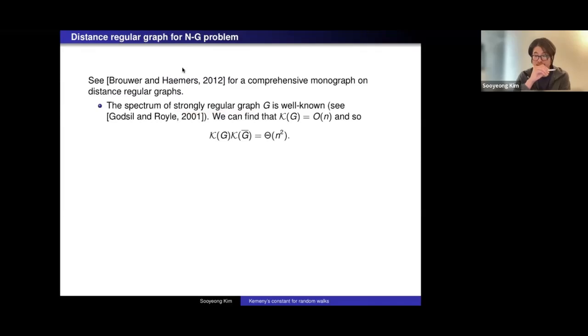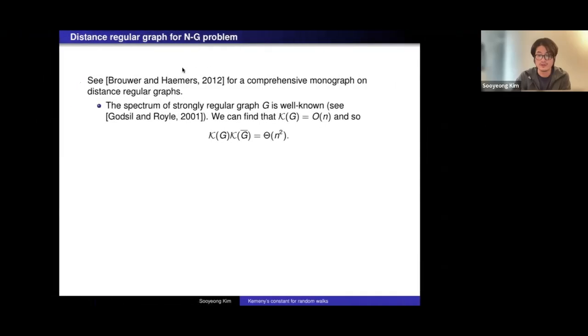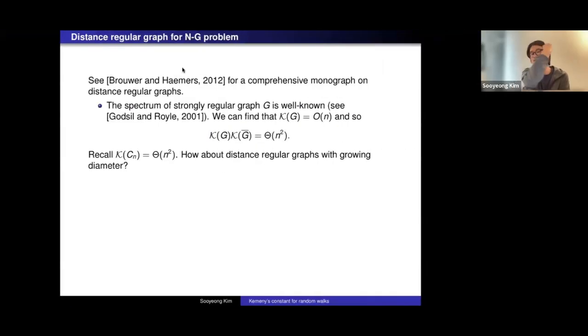Then using the formula in terms of the spectrum, we can find that its Kemeny constant is bounded above by n. And also we know that the complement of a strongly regular graph is also a strongly regular graph. That implies that we have this. And then instead of considering the Nordhaus-Gaddum problem, I was interested in this. Recall that our cycle is of order n squared, right?